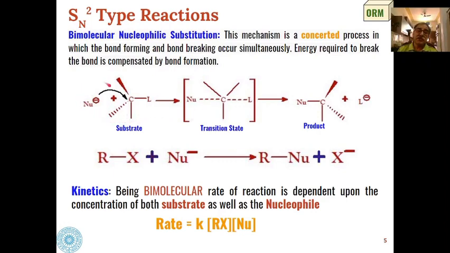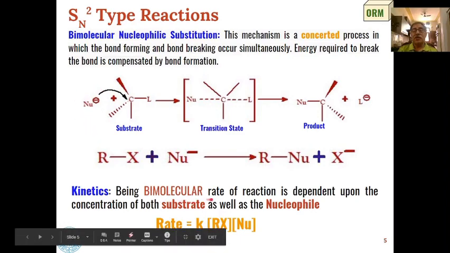And these reactions are called bimolecular nucleophilic substitution reactions because the rate of these reactions is dependent on the concentration of substrate as well as nucleophile. That is why they are called bimolecular nucleophilic substitution reactions. So we can see over here that the rate of the reaction is dependent on the concentration of alkyl halide as well as the nucleophile.